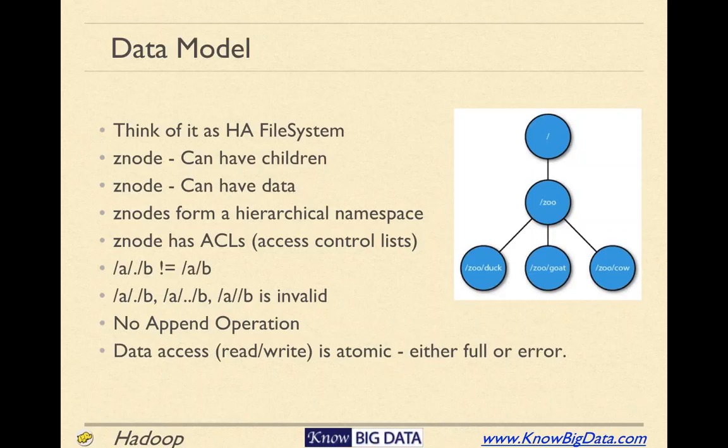So a Znode can have children, a Znode can have data, Znodes form a hierarchical namespace, and a Znode has an ACL, an access control list. The data access, read and write, is atomic, either full or nothing.